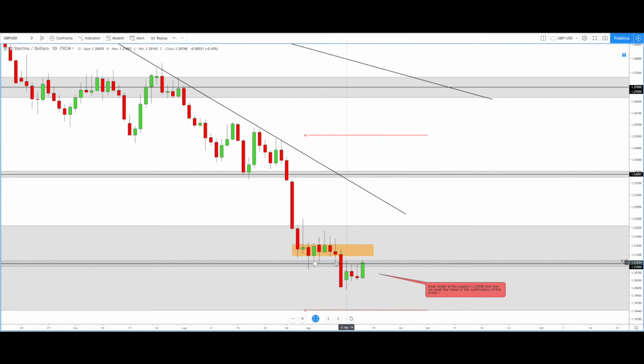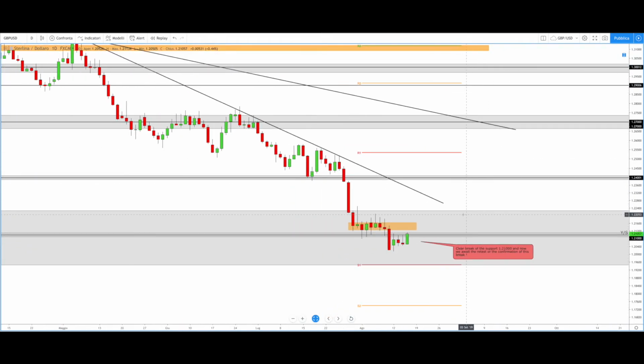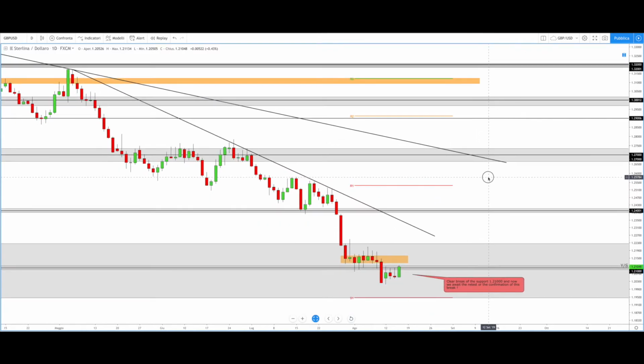But a clear reaction of this area another time, and maybe another upper shadow, will confirm that the price is ready to go lower, because the price didn't find the strength to come back above this level and the bearish pressure is too high. So as explained in the morning update on our site, guys, not much to say really here.